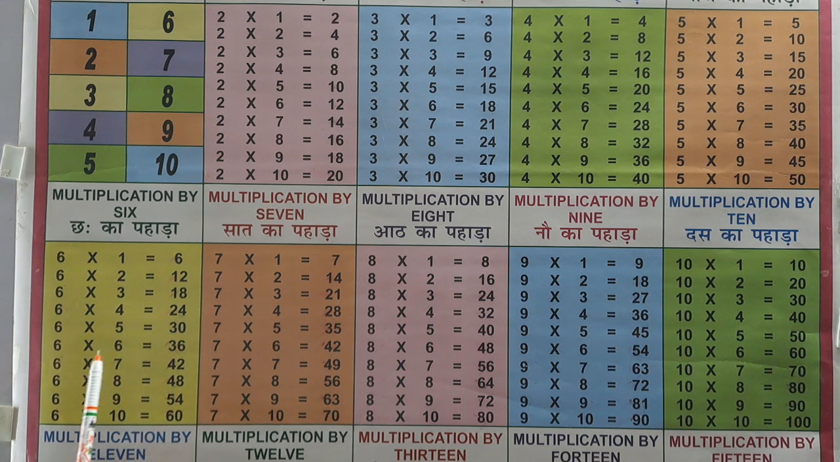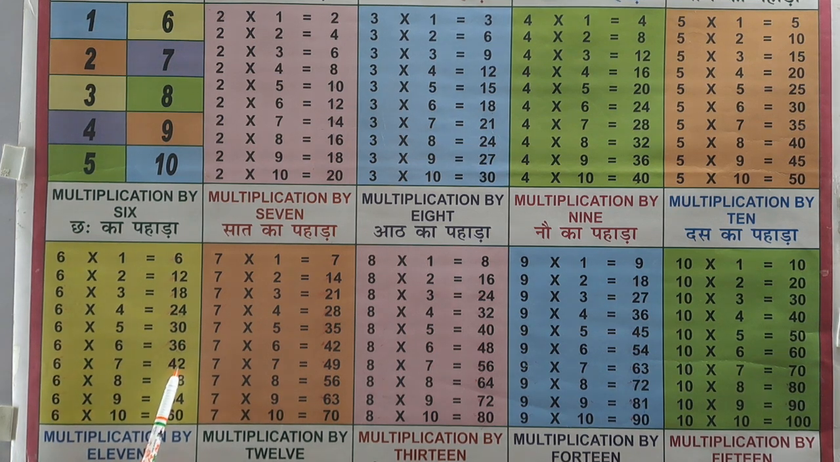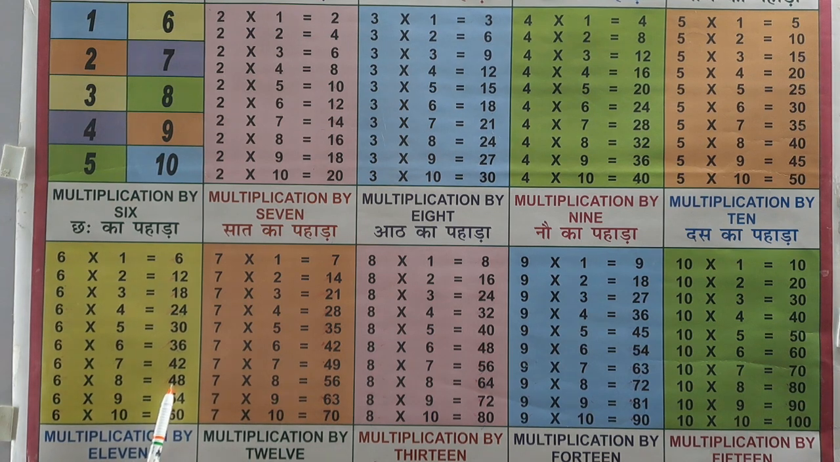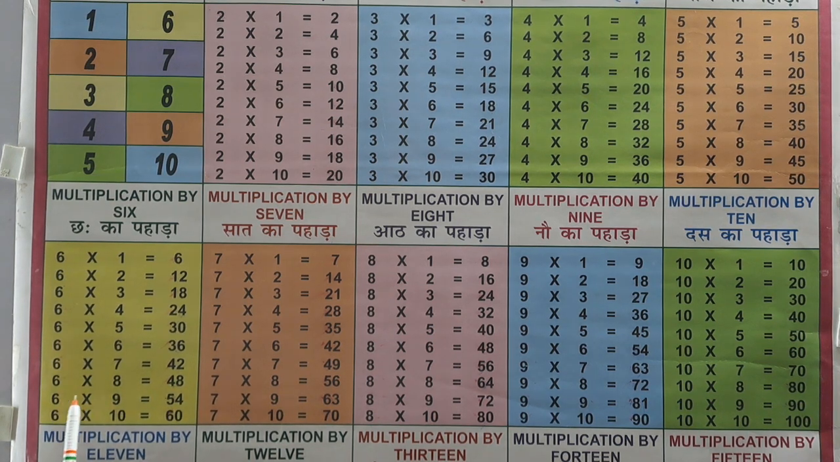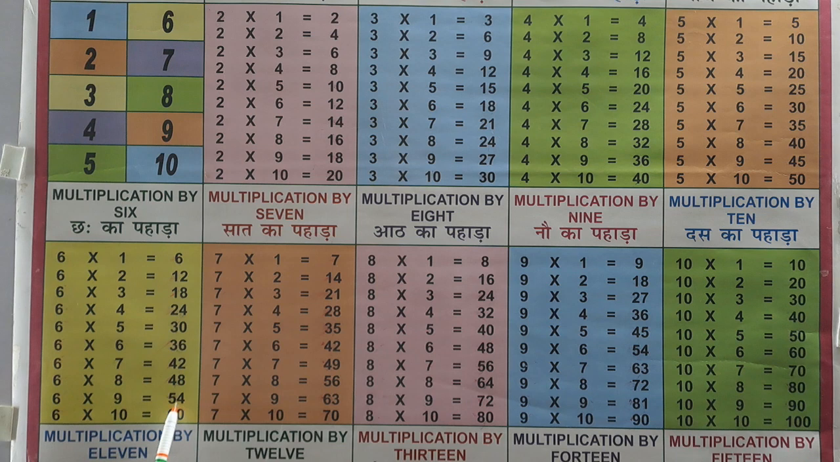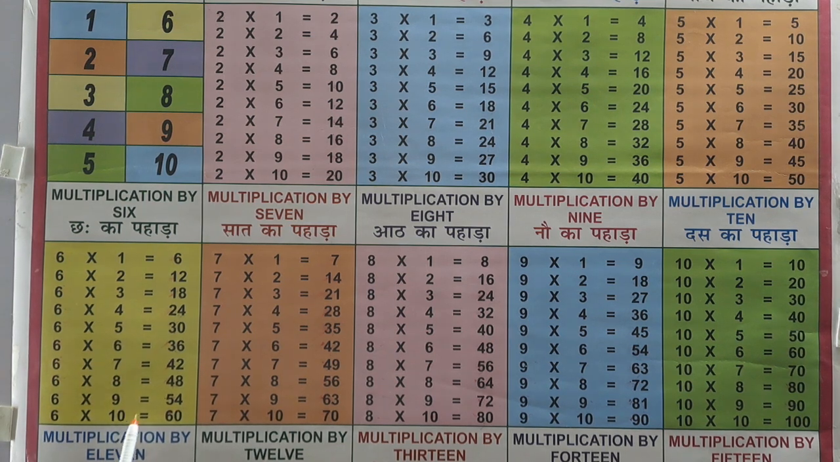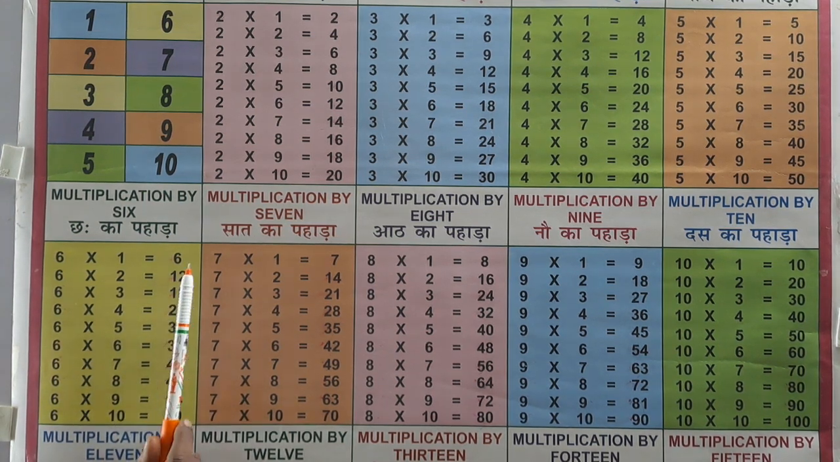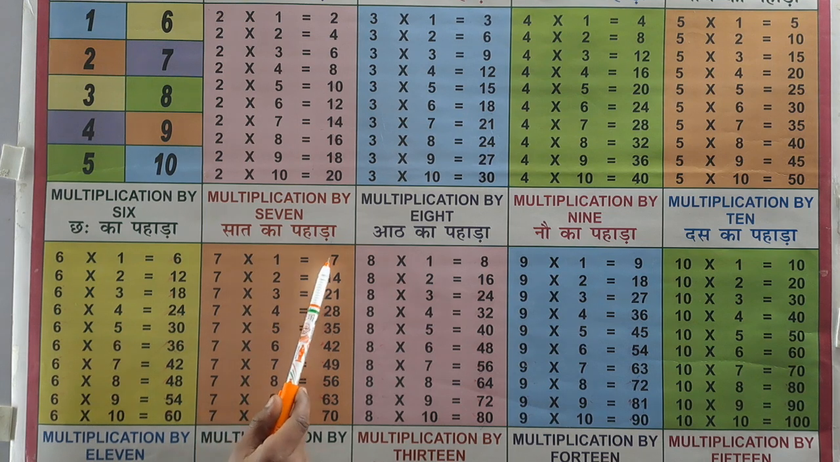6 sevens are 42. 6 eights are 48. 6 nines are 54. 6 tens are 60. 7 ones are 7.